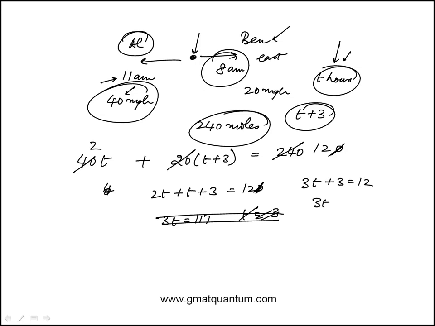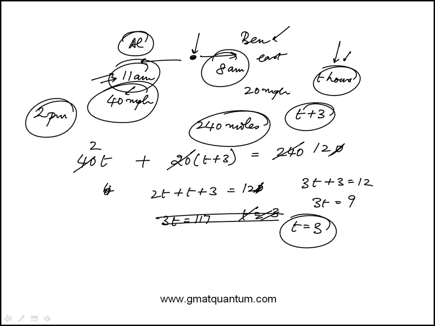You have to get nice numbers on the GMAT for the most part. So T is 3. So that's 3 hours from 11 a.m. So that's going to be 2 p.m. is when the dispatcher retrieved the data. So the answer is choice B.